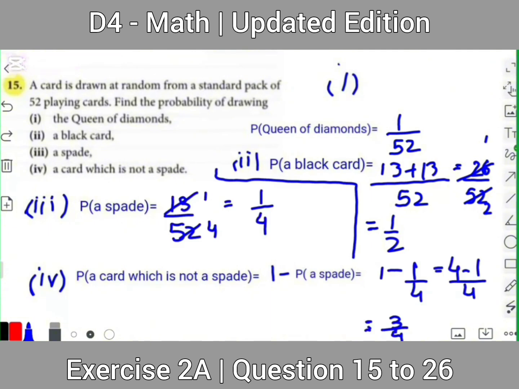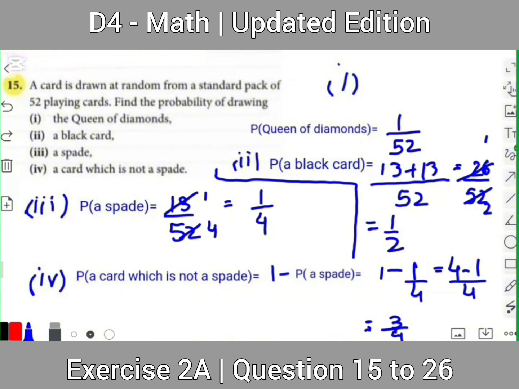Now for part 3, we have to find the probability of a spade, which will be equal to 13 over 52, since the number of spades in a standard pack of 52 playing cards is 13, as we have discussed. It will be simplified to 1 over 4. So the probability of having a spade is equal to 1 over 4.